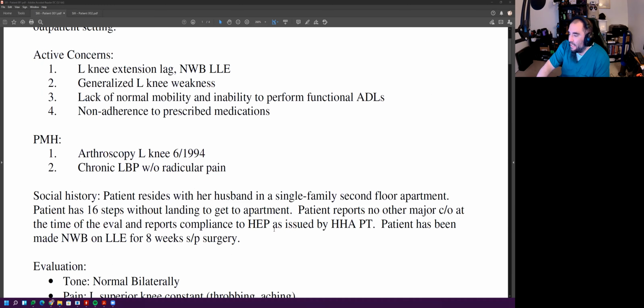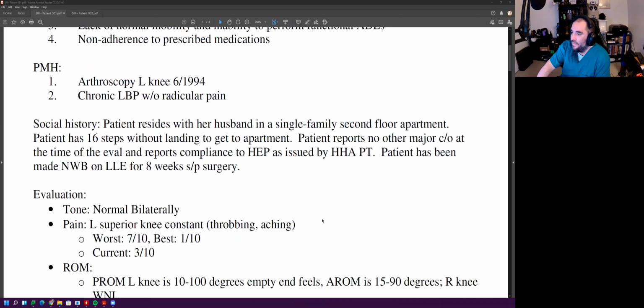So let's take a look at her patient history here. It's her social history. She's very social. She resides with her husband in a single family second floor apartment. Patient has 16 steps without a landing to get in her apartment. Patient reports no other major complaints at the time of eval. She reports compliance with her home exercise program as issued by the home health PT. Patient has been made non-weight bearing on left lower extremity 6 weeks post-surgery.